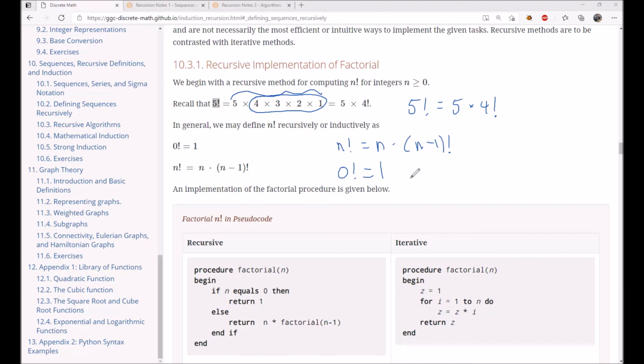So for example, if I want to do 4 factorial this way, this would be 4 times 3 factorial, but that's going to be 4 times 3 times 2 factorial, because remember, factorial is defined recursively now. This is 4 times 3 times 2 times 1 factorial, but that's 4 times 3 times 2 times 1 times 0 factorial. And now we're at the basis step. So this would be 4 times 3 times 2 times 1, which would give us 24. So that's writing factorial recursively.